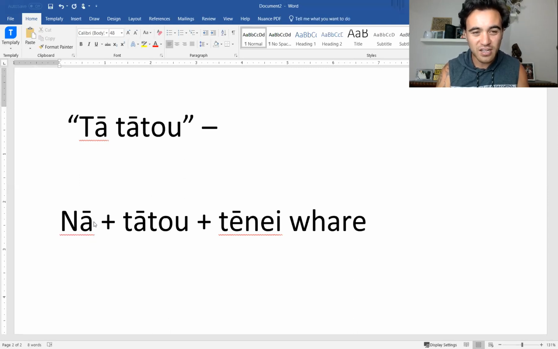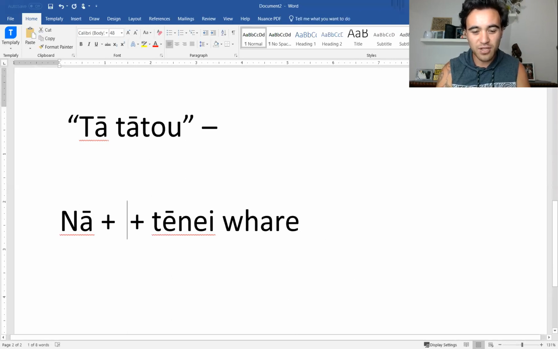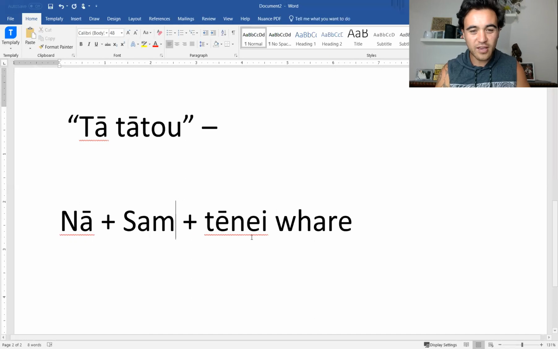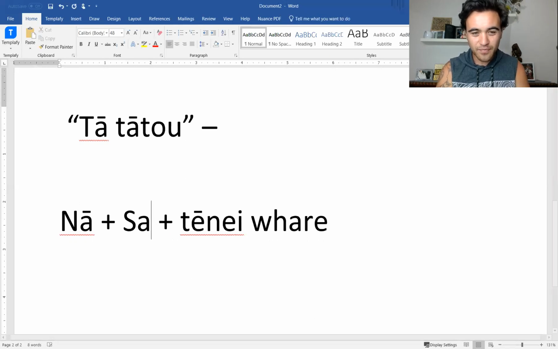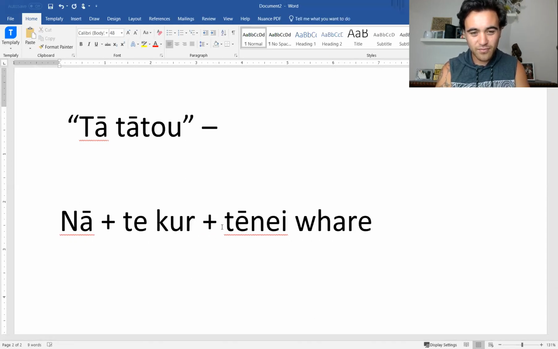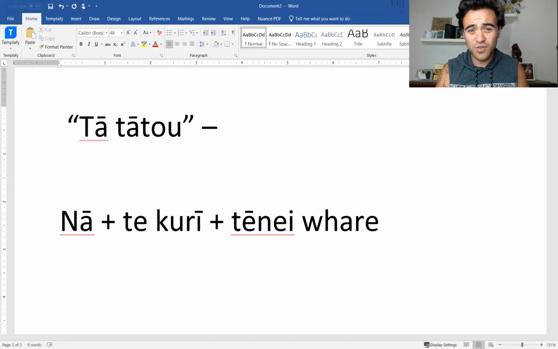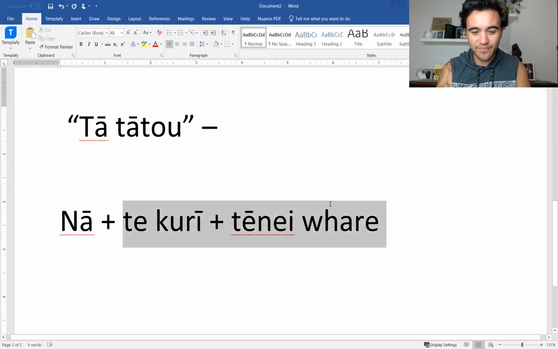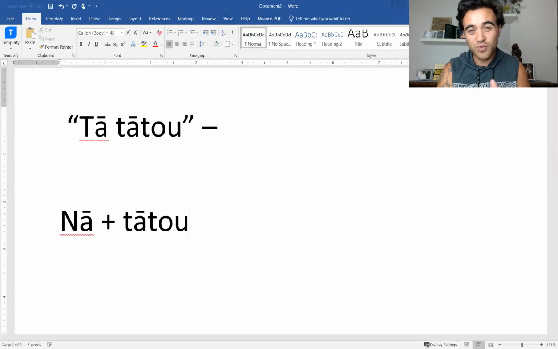And that's really the difference here that we're looking at. Belonging to, we could put Sam in here. Belonging to Sam, this whare. The dog. Belonging to the dog, this whare. That's really the difference there between the two. Takatou, similar to taku, tana, tona, tō, versus nā takatou, and I'll just clear this up, which is made up of two separate phrases, nā and takatou.